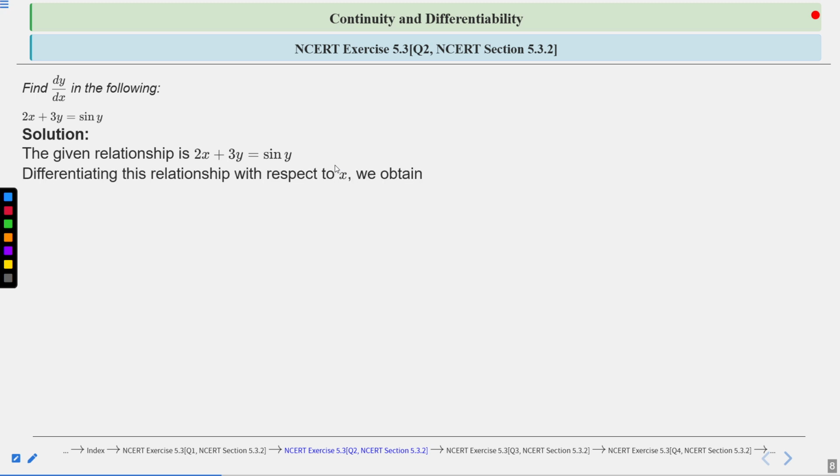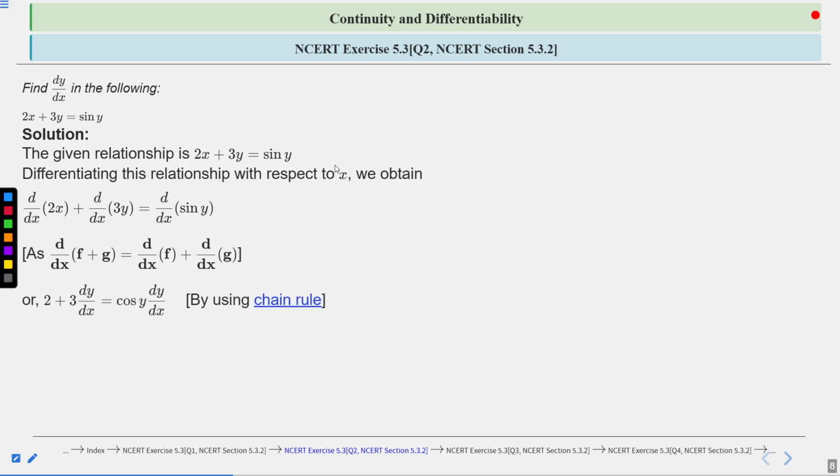Now differentiating this relationship with respect to x, we obtain d upon dx of 2x plus d upon dx of 3y will be equal to d upon dx of sine y. As we know that d upon dx of f plus g will be equal to d upon dx of f plus d upon dx of g. So d upon dx of 2x will be 2, d upon dx of 3y will be 3 dy by dx, and d upon dx of sine y will be cos y dy by dx, by using chain rule.